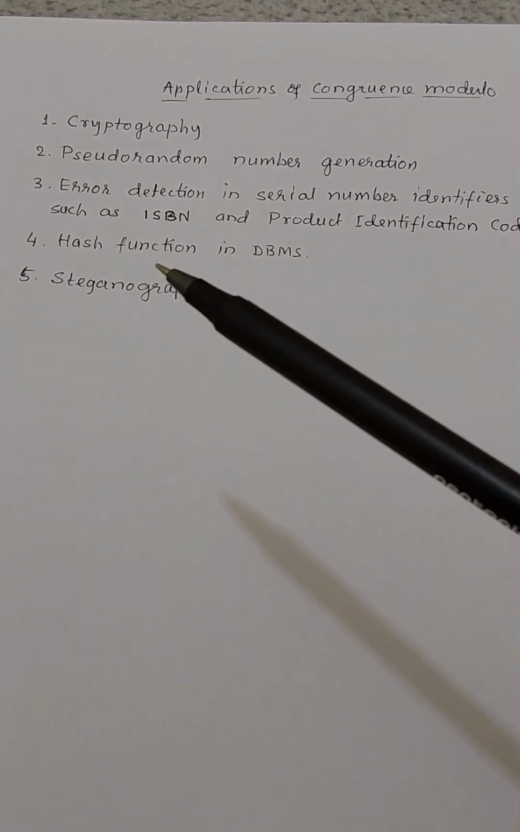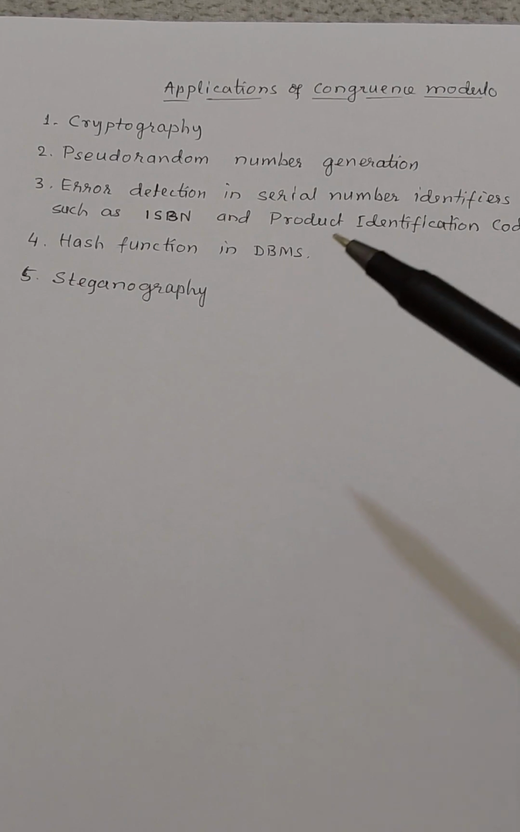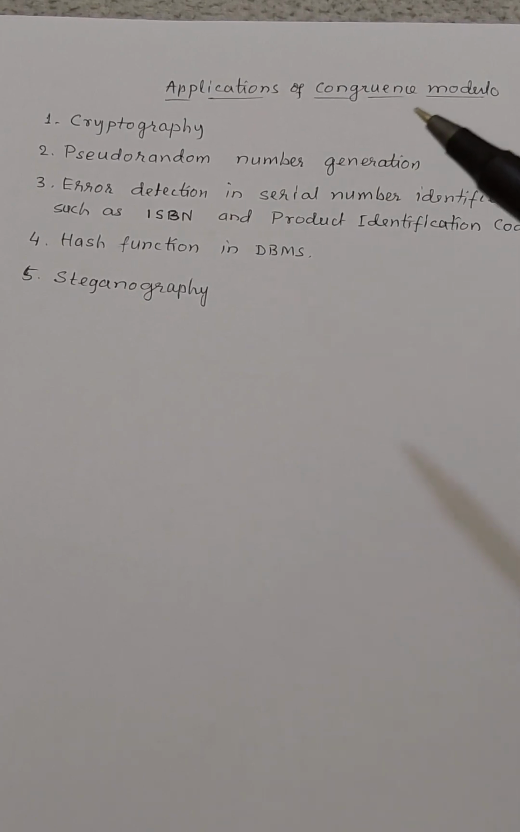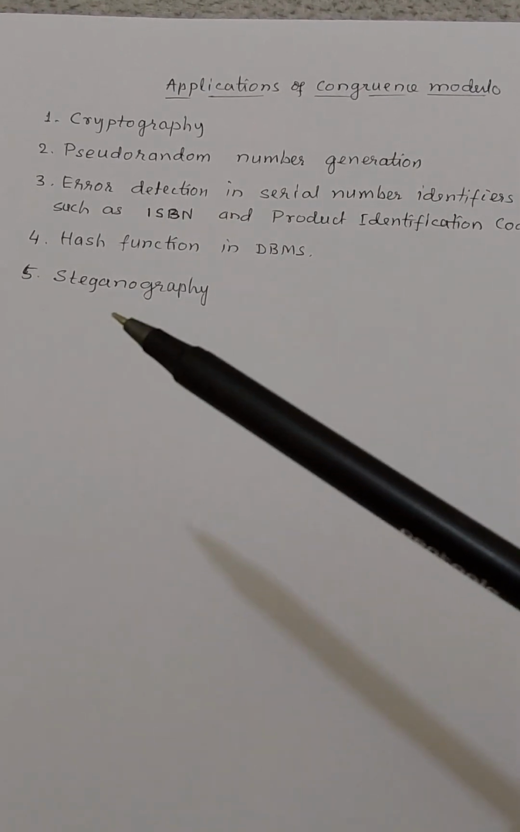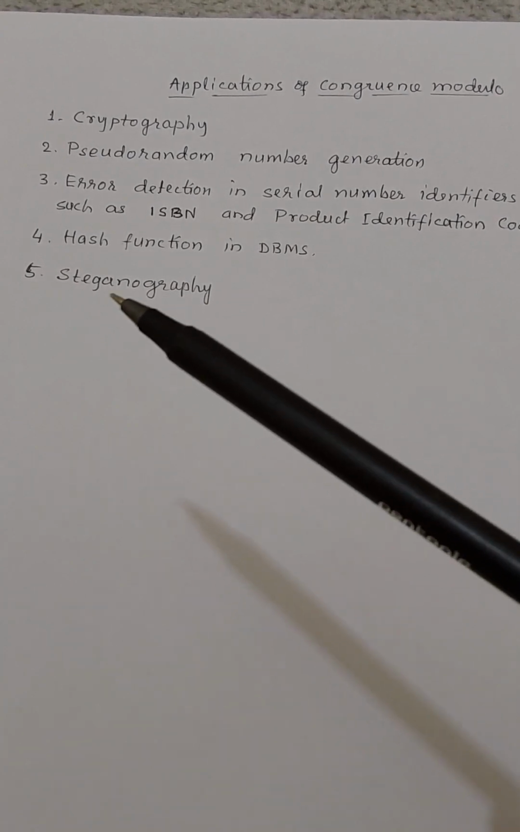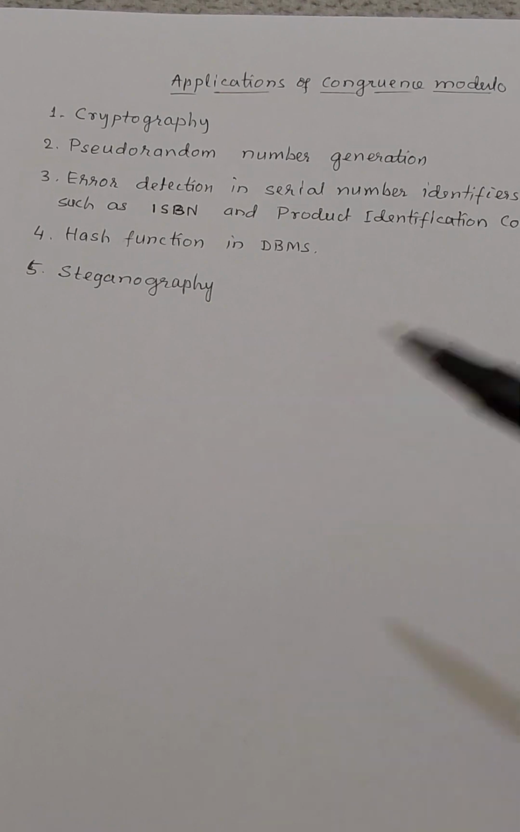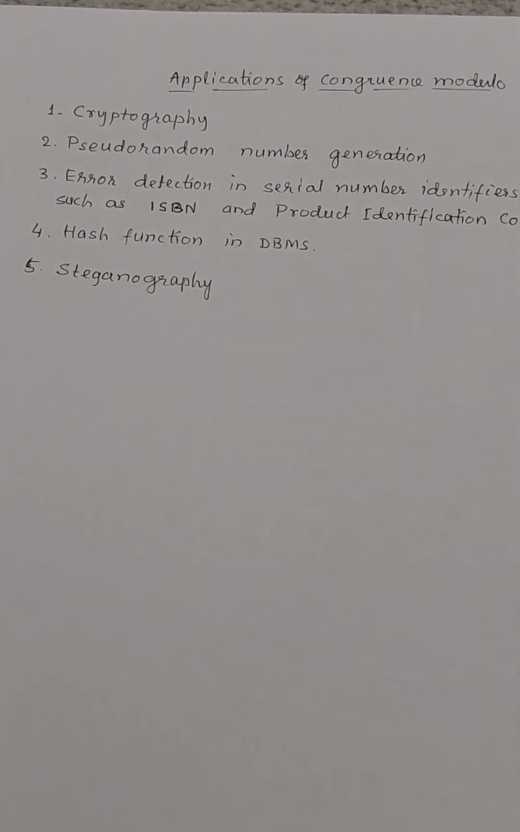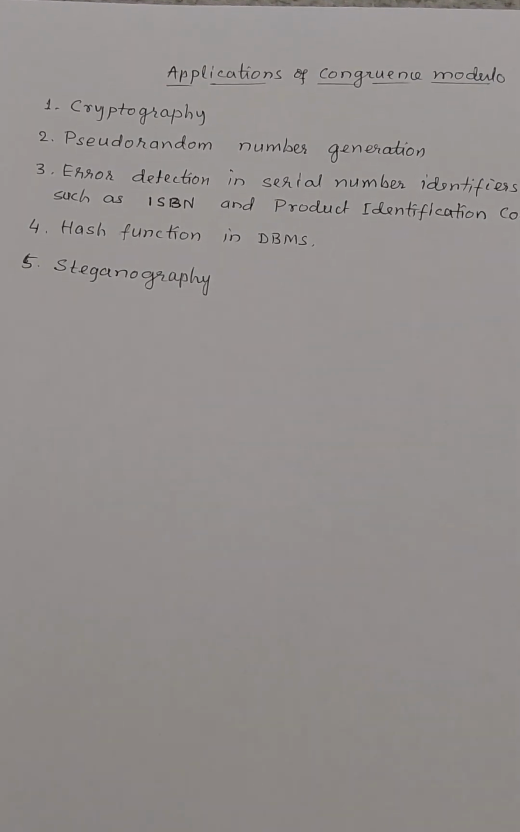The hash function, which is used in DBMS, is also based on congruence modulo. Steganography also uses the congruence modulo concept. Steganography means hiding a secret message in an image.